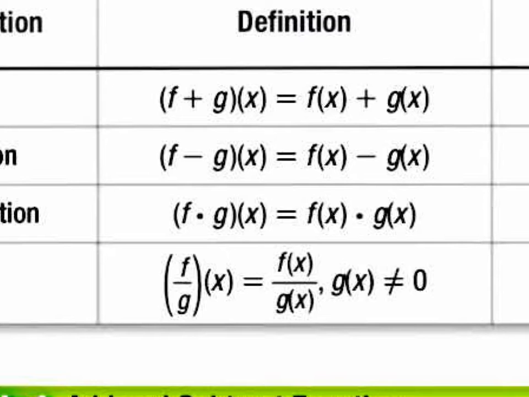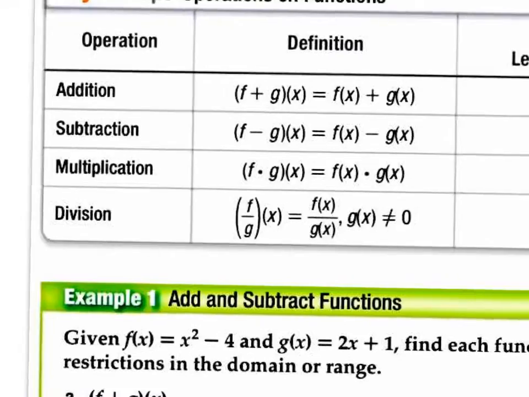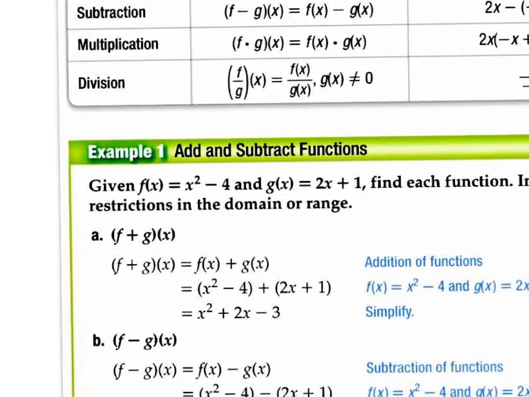Okay, because if it were 0, then the whole thing would be undefined. Anyways, that's just notation. And we can look at some examples down here.